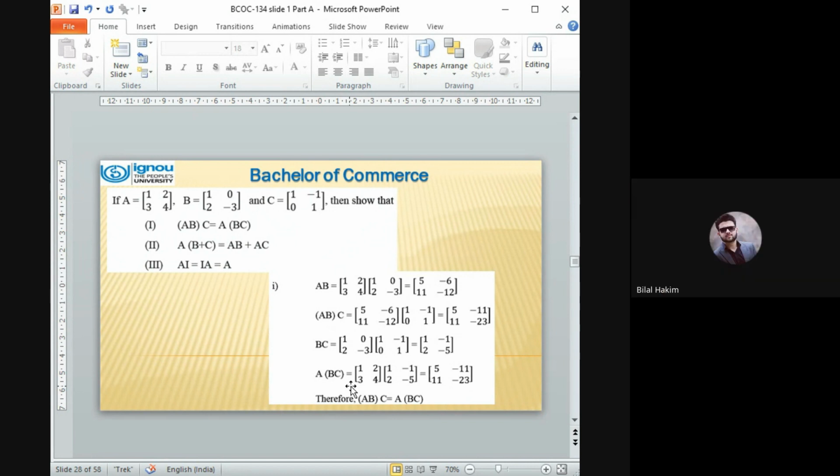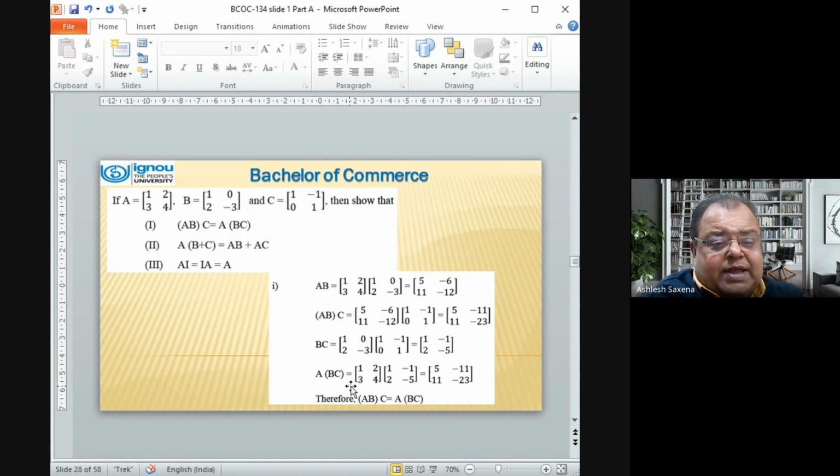How will the product of matrix A and B be obtained? When your matrix A is 1, 2, 3, 4, and matrix B is 1, 0, 2, minus 3, how did we get this matrix 5, minus 6, 11, minus 12? This is simple: multiplication of 2 matrices of the same order, that is 2 by 2. The answer will be a 2 by 2 matrix.